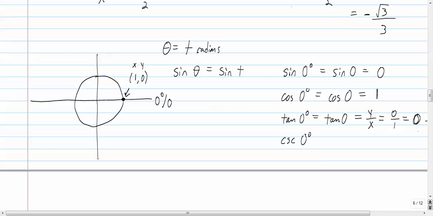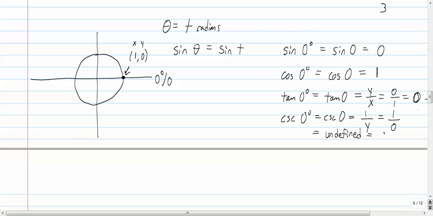Alright, cosecant of 0 degrees. That's the same thing as the cosecant of 0 radians. That's 1 divided by y. So that's 1 divided by 0. So that's undefined. That's right. You could also just write a 0 with a slash through it like that. That means undefined.